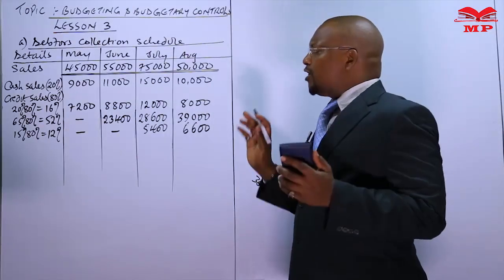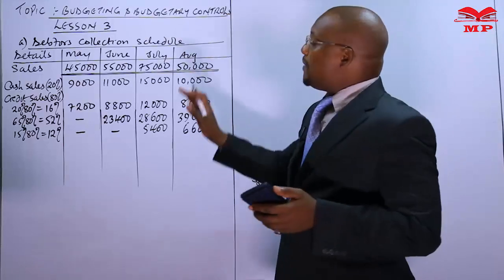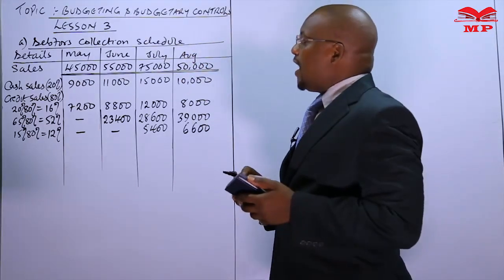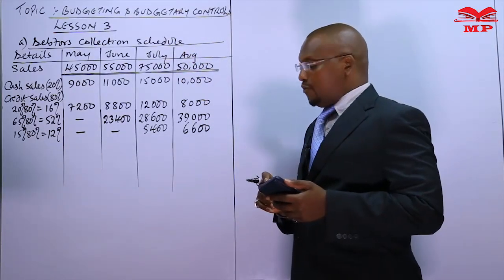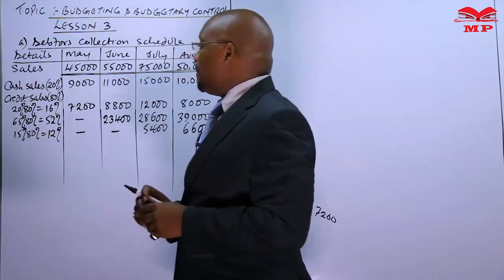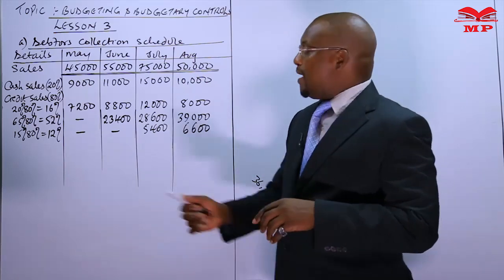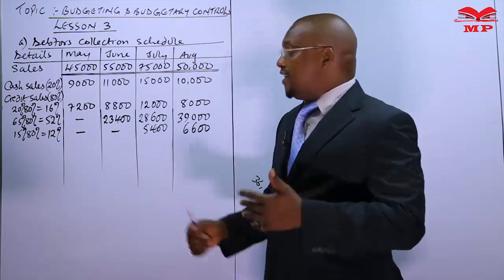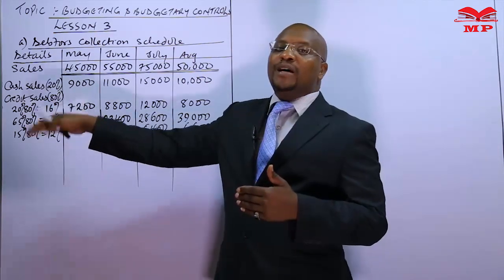That's how it is. So we are through with the sales of these months that are already recorded in this debtors collection schedule. But we also need to understand that the policy never started only in the month of May. We have been having this policy even in the previous months.